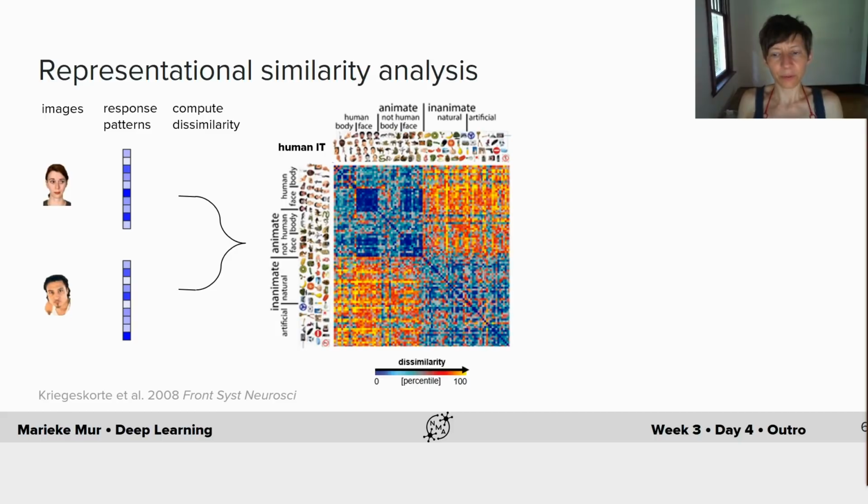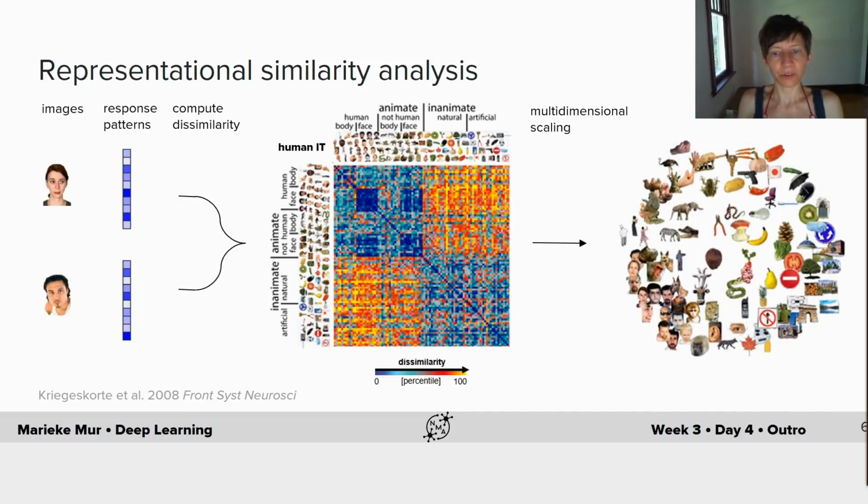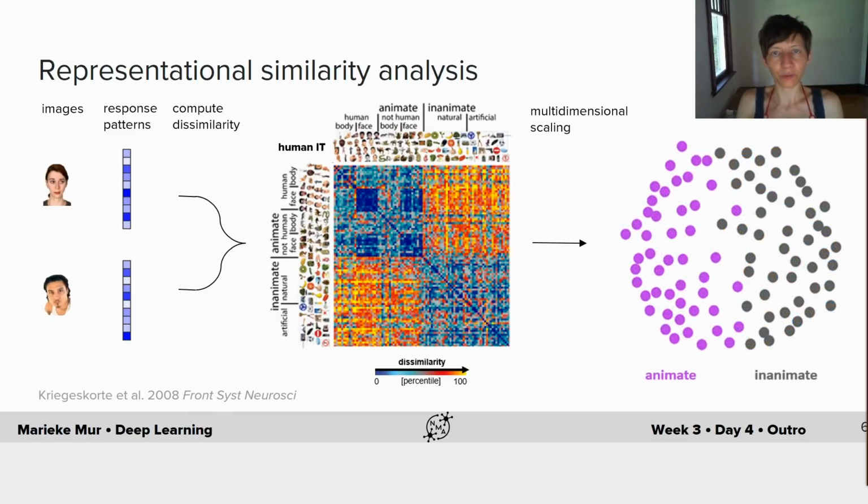We can visualize the information in an RDM in an intuitive way by using multidimensional scaling, or MDS, which reduces the dimensionality of the data while preserving the high-dimensional dissimilarities as best as possible. In the reduced 2D space, distances between images reflect dissimilarities. Images that are placed close together elicited similar response patterns. Images that are placed further apart elicited dissimilar response patterns. We can color code the images to better bring out the structure in the data. This clearly shows the animate-inanimate division and the tight cluster of human faces that we also saw in the RDM.